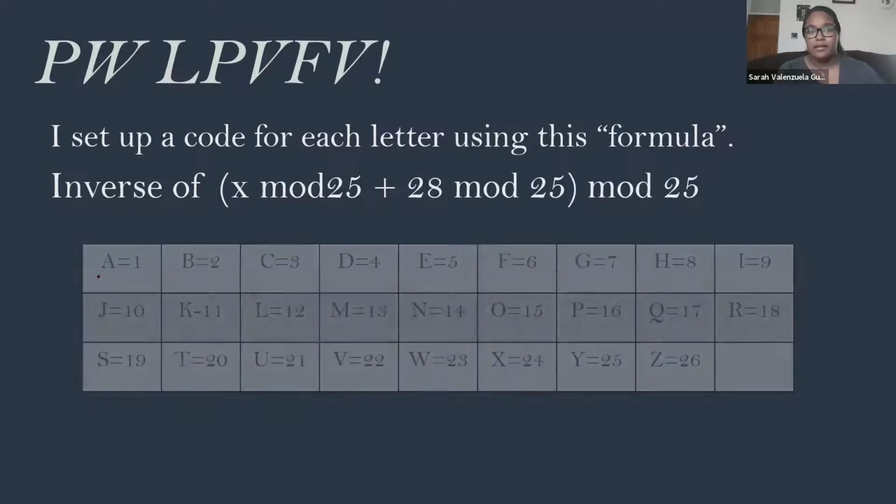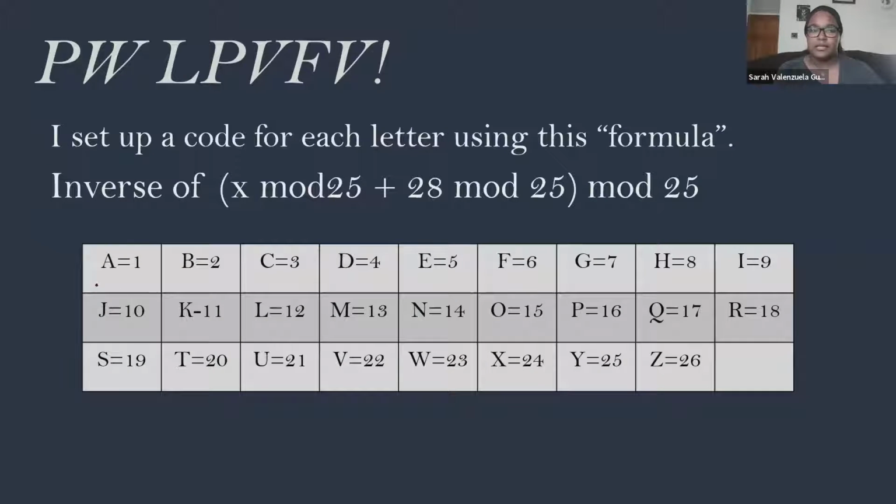So I assigned to each letter of the alphabet a number. Here you can see that P is 16, W is 23, L is 12, V is 22, and F is equal to 6. And I left you with the question, and I asked you to decodify it.